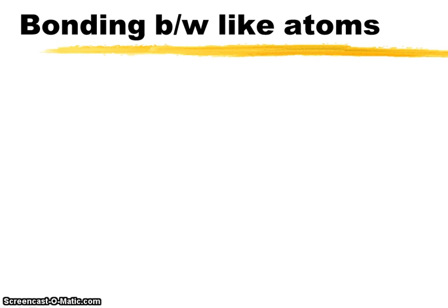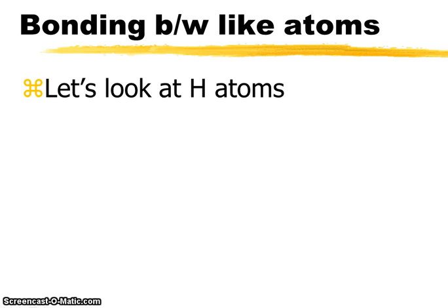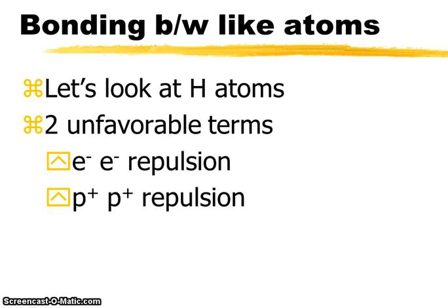Now, let's say we want to look at the bonding that occurs between two of the same type of atom. Let's use hydrogen as an example. There are a couple of things that happen when two hydrogen atoms come close together. There are two unfavorable things that happen when two hydrogen atoms are brought close together. The electrons outside the nucleus of those two atoms are going to repel each other, and the positive nuclei are also going to repel each other.